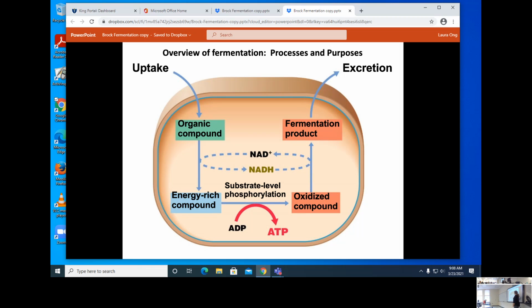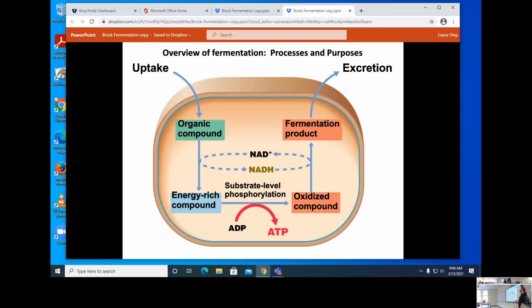And then they end up with an oxidized compound. So what fermentation is doing is basically NADH, if it can't drop off electrons at the electron transport chain, it's going to put electrons onto this thing. This becomes a place to put electrons, then producing a fermentation product.